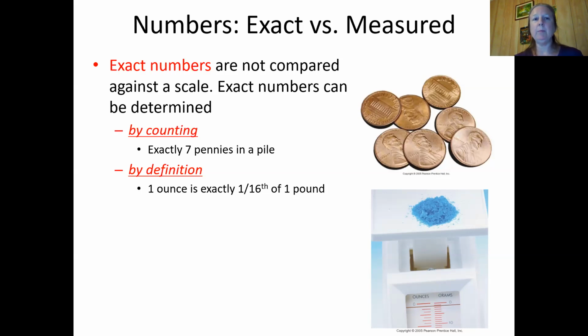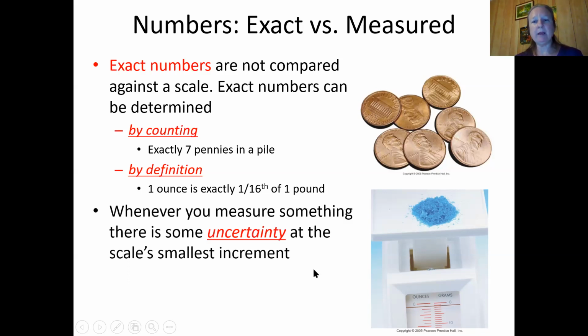So keep in mind, an exact number is literally a number, 1, 2, 3, 4, 5, 6, 7, that you count, or a unit definition. Those do not count towards sig figs, significant figures, which we'll get to later. But know that these are called exact numbers.